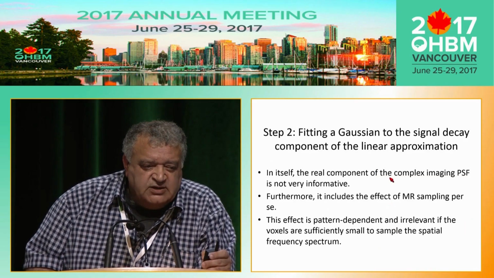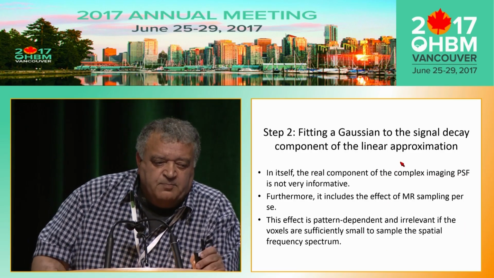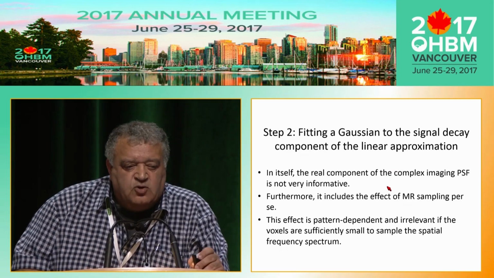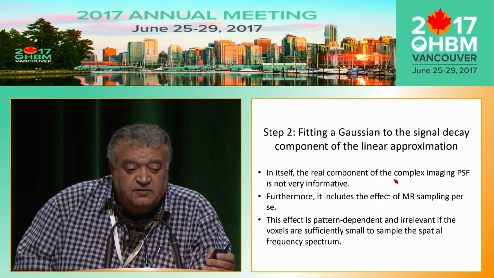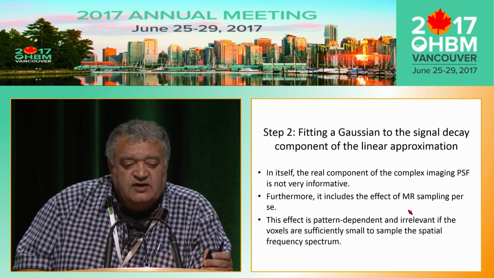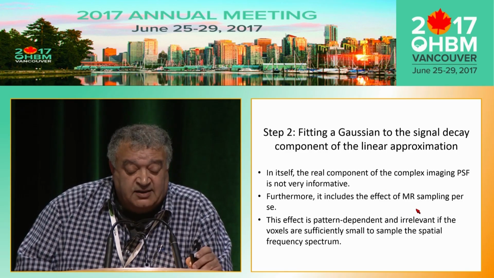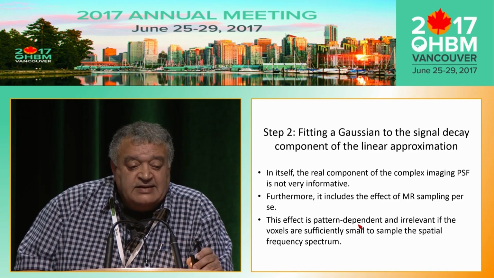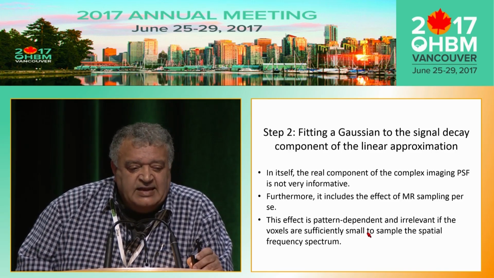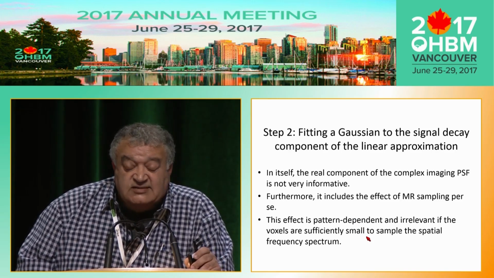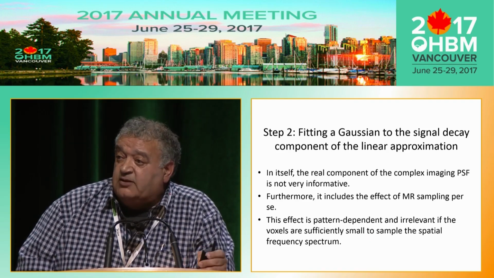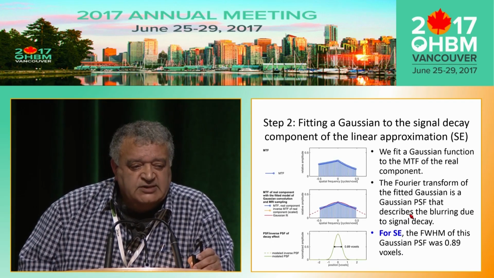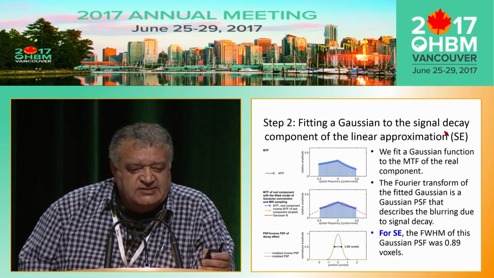The second stage is to fit a Gaussian, because in itself, the real component of the complex imaging point spread function is not very informative. Furthermore, it includes the effect of MR sampling per se. This effect is pattern dependent and irrelevant if the voxels are sufficiently small to sample the spatial frequency spectrum of the cortical columns. So we fit a Gaussian to the signal decay component of the linear approximation.